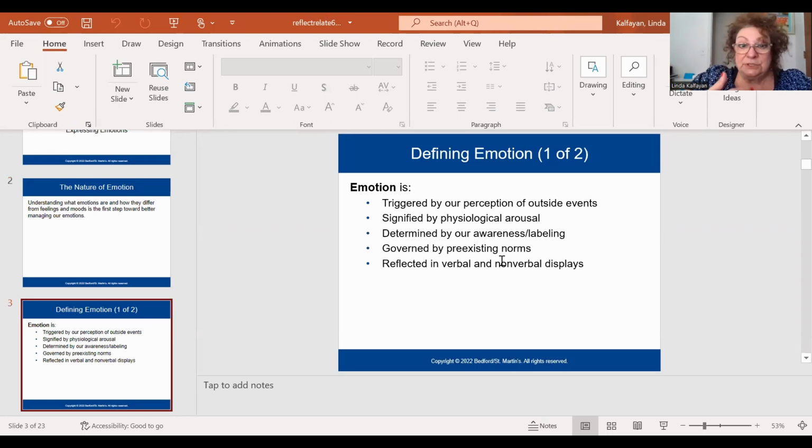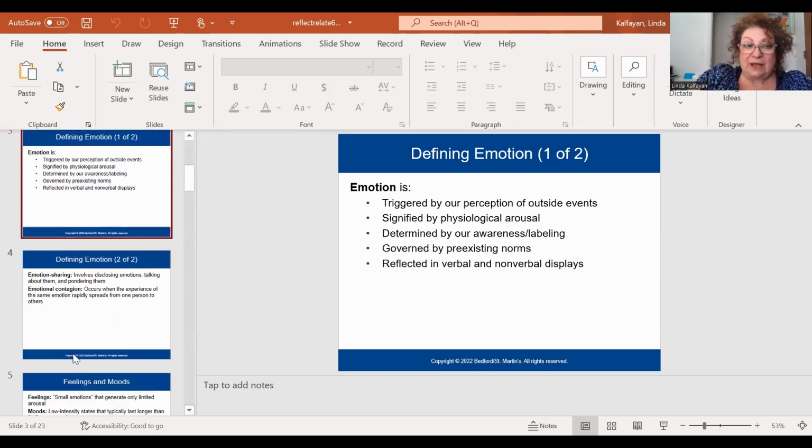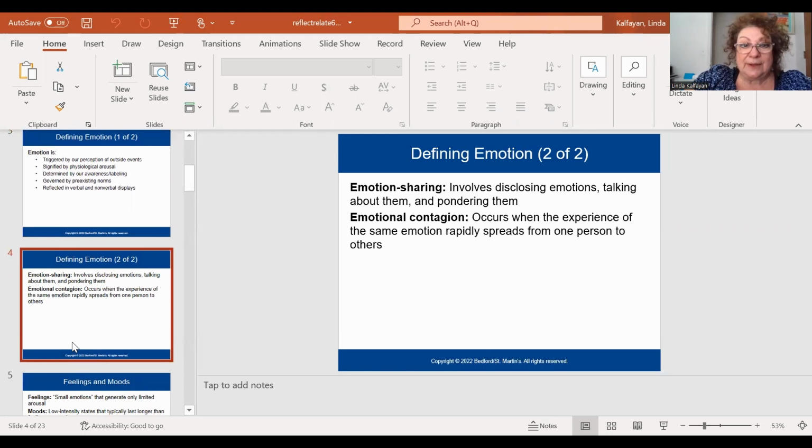And our emotions obviously are governed by pre-existing norms. How I managed it in the past is probably how I'm managing it now, and it's reflected in verbal and nonverbal displays, as we're going to get into. So you have pretty much an outline of what this chapter is talking about.